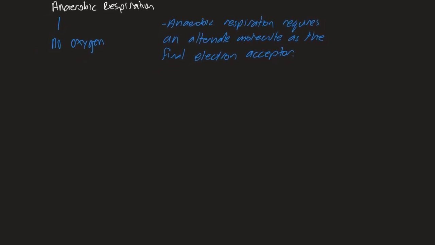Well, that is because in the process of glycolysis, high energy electrons are produced. So glycolysis, just like in aerobic respiration, is also the first part of anaerobic respiration. And of course, glycolysis is the process of splitting glucose, and we split it into a molecule called pyruvate.